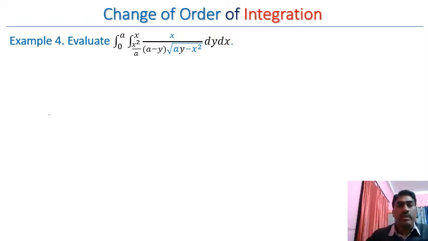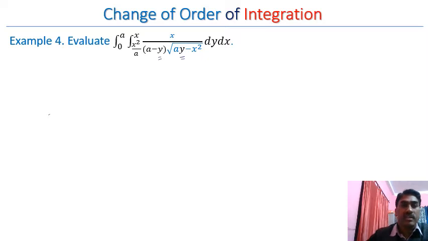Evaluate the integral from 0 to a, x square by a to x by a minus y, into square root of ay minus x square, dy dx. So y has the variable limit, and we will integrate with respect to y first, but you can see that y appears in the square root as well as outside. I think it is not very easy to integrate. We can integrate by brute force, but it is not easy. So let us try to change the order of integration.